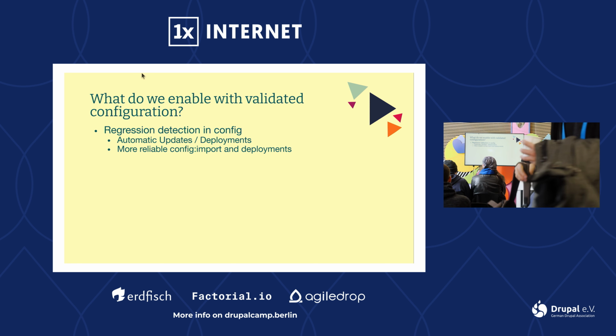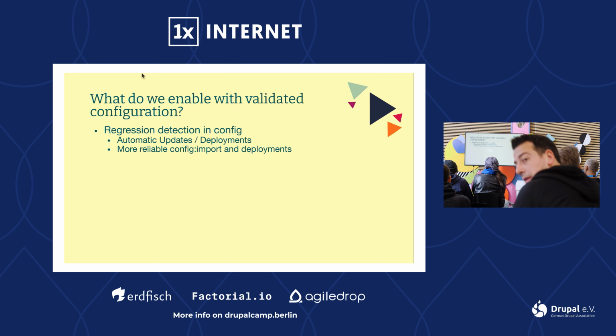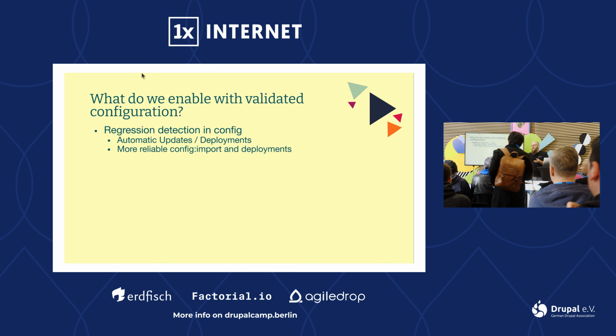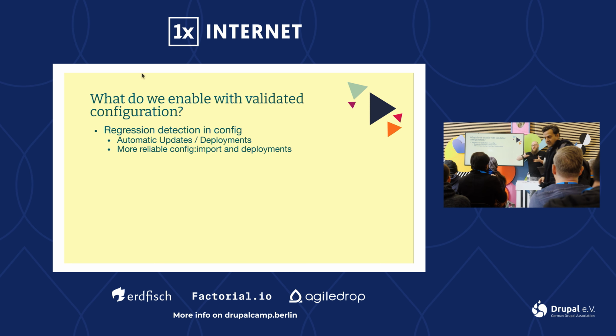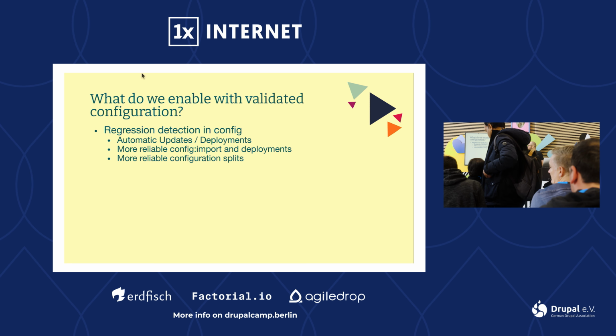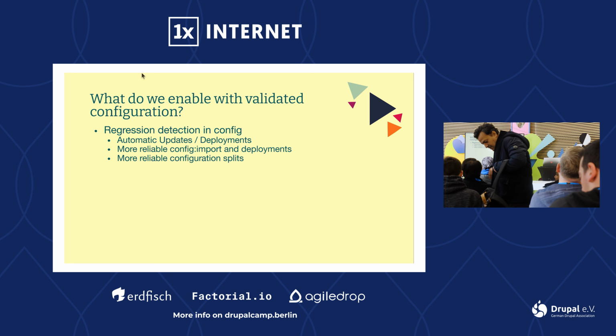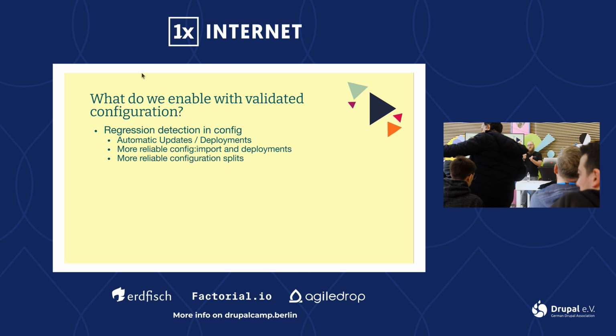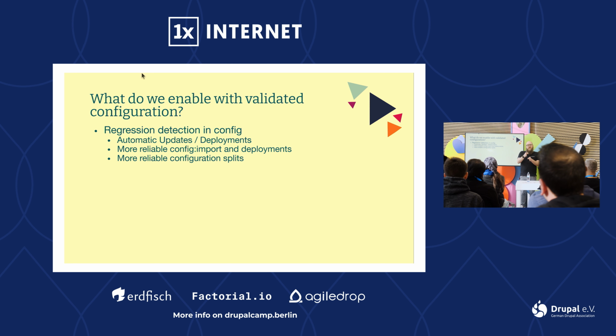So more reliability during the config import phase of your site, which also automatically gives you more reliability at the deployment part, because that's also a configuration import. More reliability in your configuration split, because if you do a config split on a specific property path, then that also has to be something that's valid. You could define something that's potentially invalid in code without any issues. This kind of validation should stop you from making your site break.